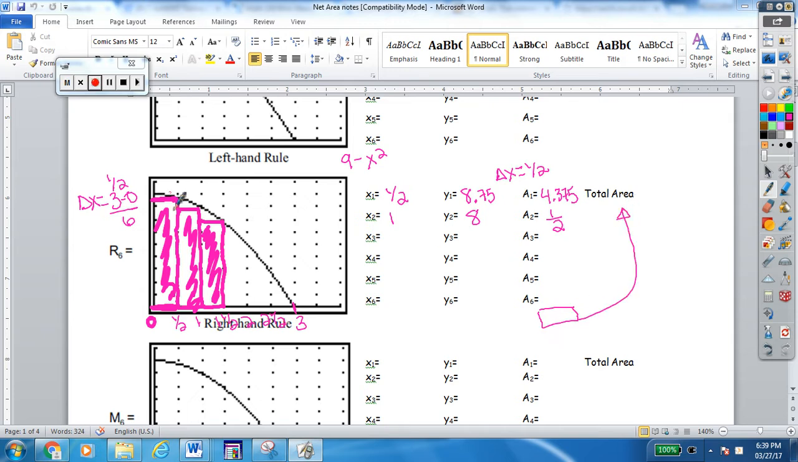Something different though, you're going to notice that these are actually underestimates. So there's a little bit of area that we haven't covered, and that's okay. Again, it's an estimate. All right, in the next section, we'll do the midpoint rule.